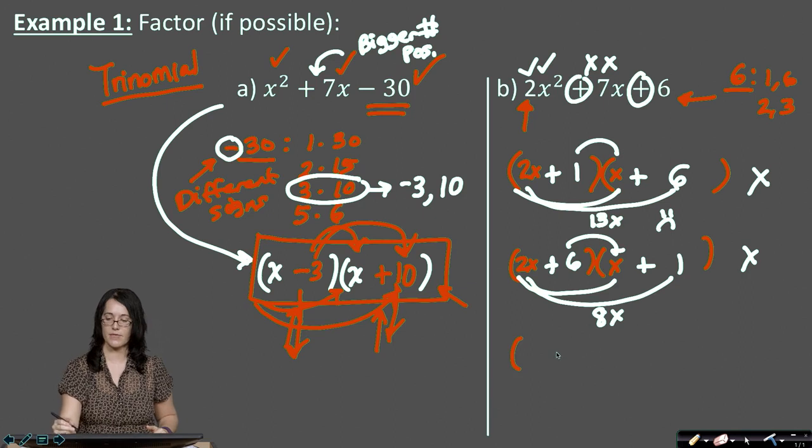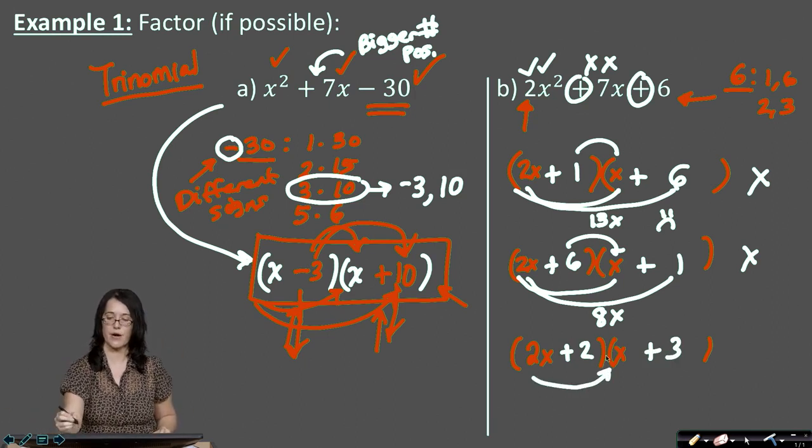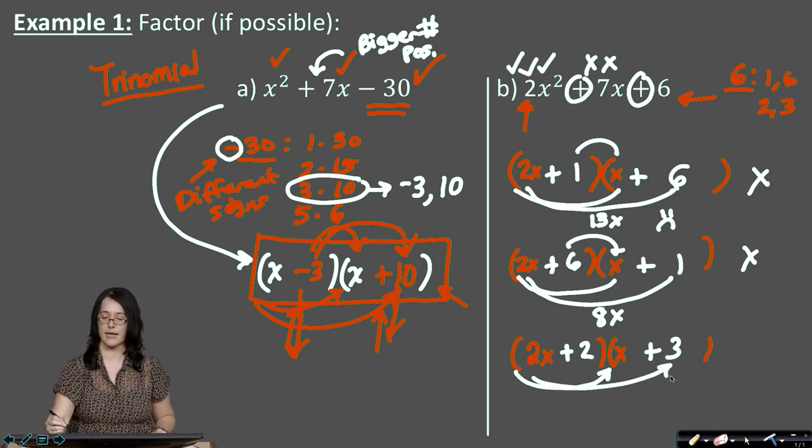What if instead of 6 and 1, we chose the other grouping of 2 and 3? Let's give it a whirl. So now I try, maybe I put my 2 here, maybe I put my 3 here. And again, we could switch the order if we need to. So let's take a look. 2x squared checks out. How about 2x times 3? That's 6x. And 2 times x? That's 2x. What's 6x plus 2x? Oh no, we're back to 8x.